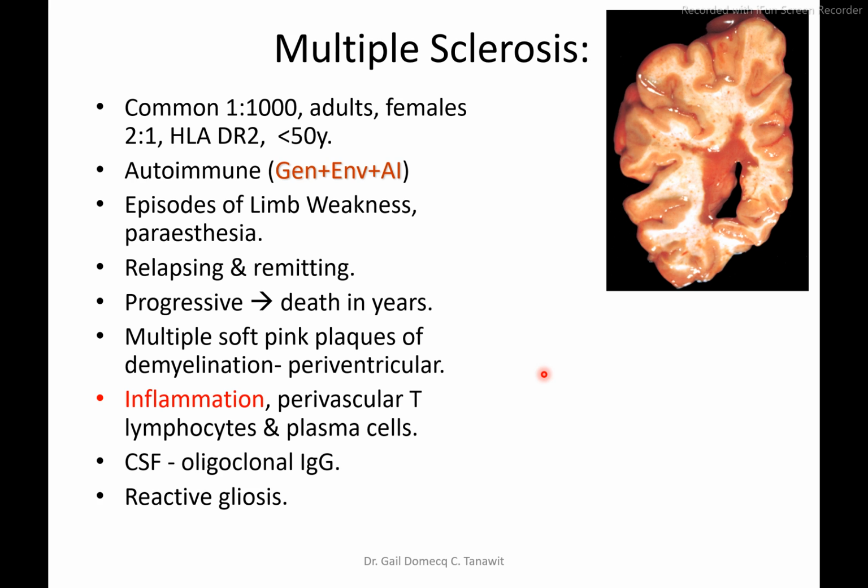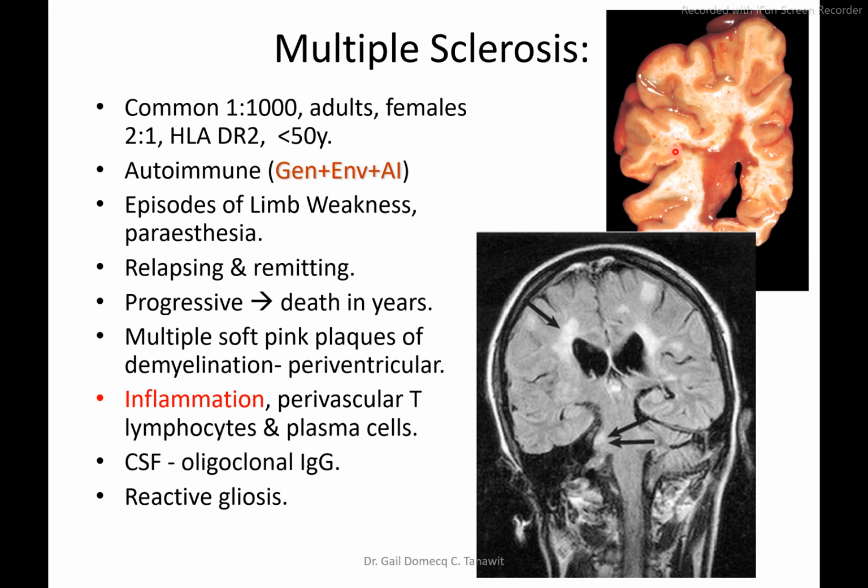Multiple soft pink plaques here. These are demyelination areas, usually around the ventricles, periventricular. There will also be inflammation, with perivascular T lymphocytes and plasma cells appreciated, and findings of protein accumulation, oligoclonal IgG bands, if we examine the CSF by electrophoresis, and there will be reactive gliosis. So this will be the lesion for the multiple sclerosis patient.